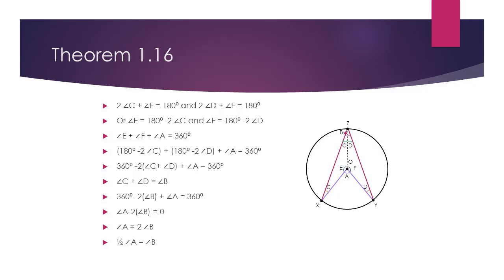Well, we're going to subtract 360 degrees from both sides, and now we're going to get angle A minus 2 angle B equals 0. And we're going to rewrite that as angle A equals 2 angle B. And divide both sides by 2, we're going to get angle B equals 1/2 angle A.